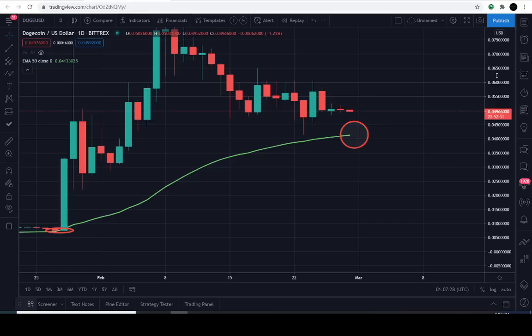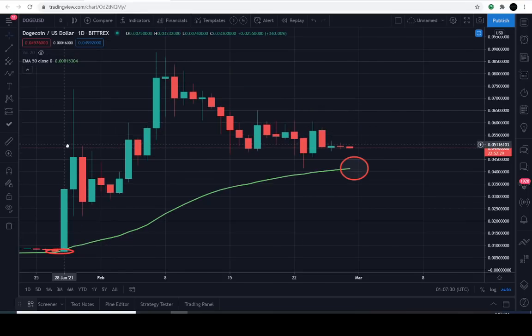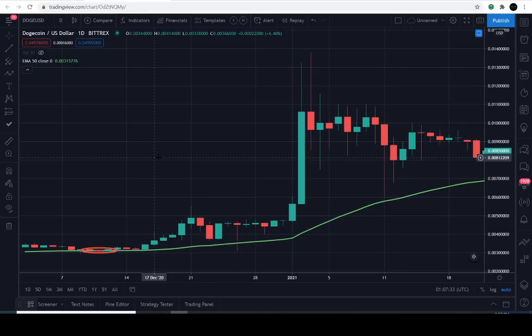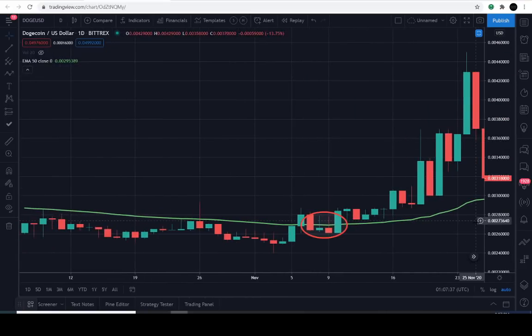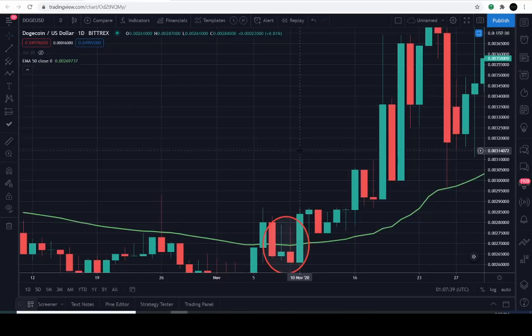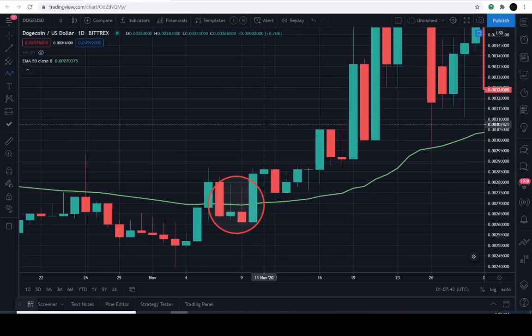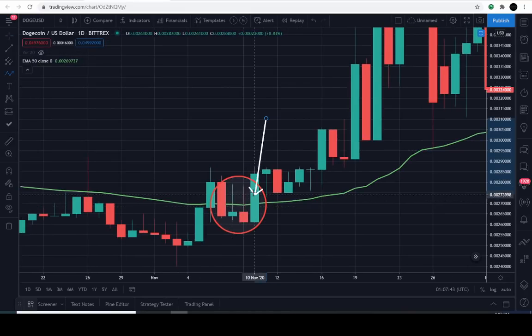What I want to do is go back in time just to show you the correlation: the price has been finding support at this green line, and the red circles represent the financial support that steps in every single time Dogecoin gets close to this 50 moving average. So stick with me here. This is back in November the 7th, 2020. Just notice this little clustered area of price action.